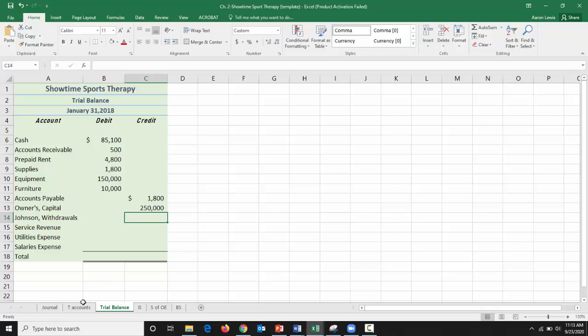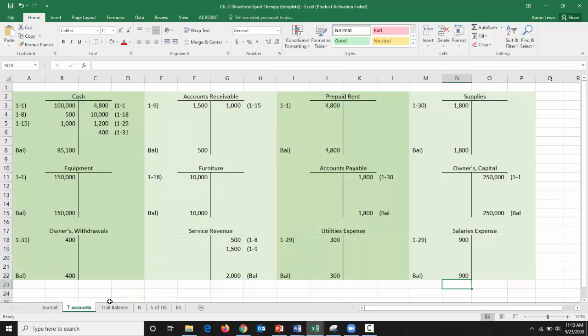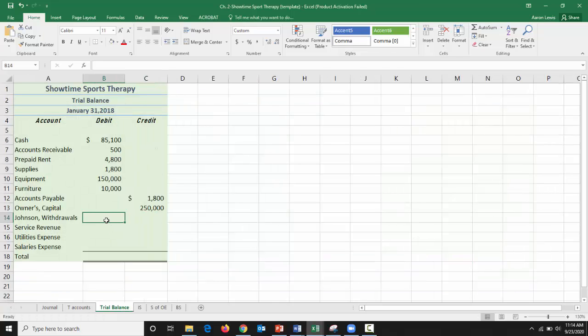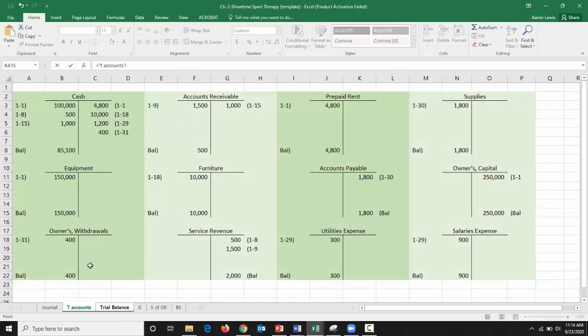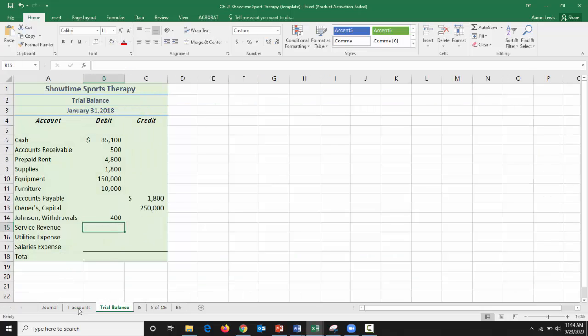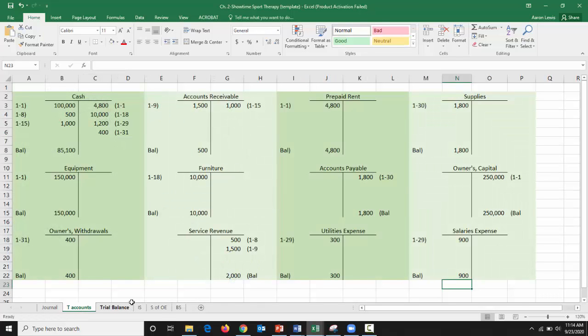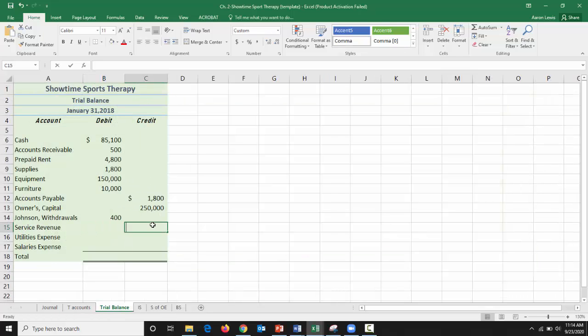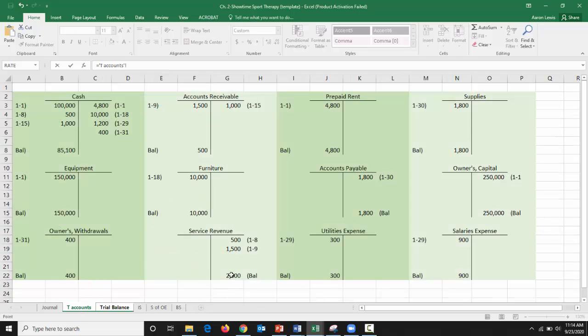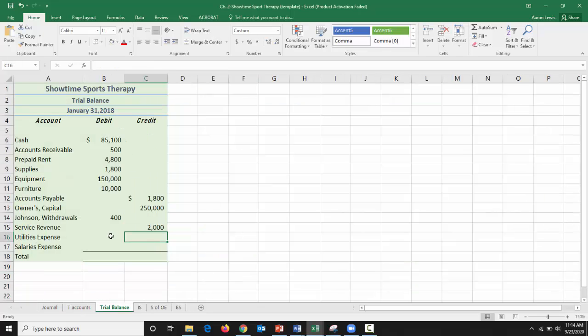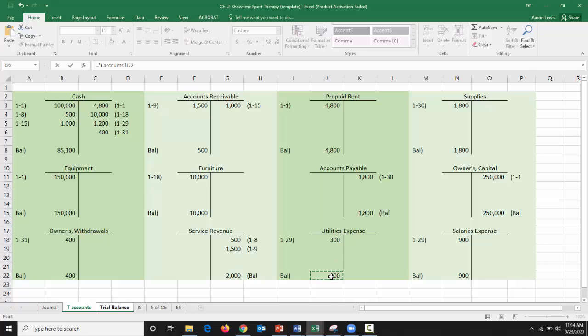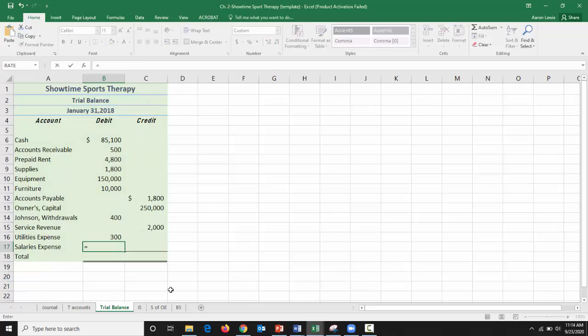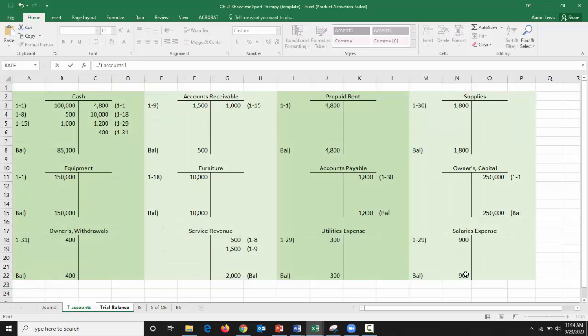Our owner's withdrawal account, according to our T's, has a debit balance of $400. So let's put that on the debit side. Service revenue, according to our T's, had a credit balance of $2,000. So we're going to put that on the credit side of our trial balance. And then both utilities expense and salaries expense have debit balances according to our T's. So we're going to bring those numbers over. $300 for utilities and $900 for salaries.